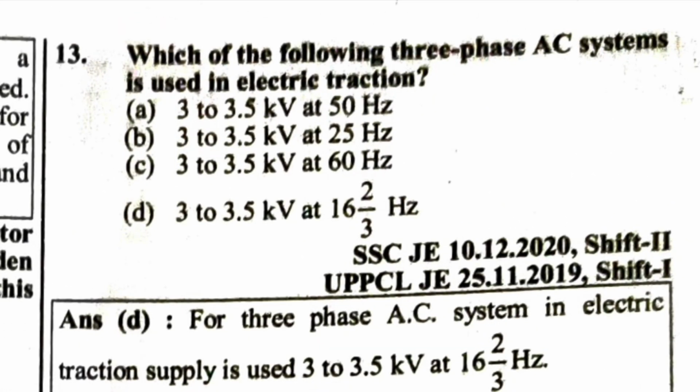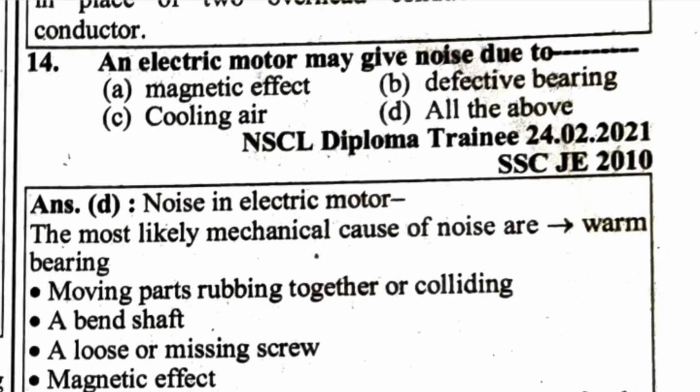Next, which of the following three-phase AC system is used in electric traction? 3 to 3.5 kilovolt at 16 2/3 Hz. An electric motor may give noise due to magnetic effect, defective bearing, cooling air. All.